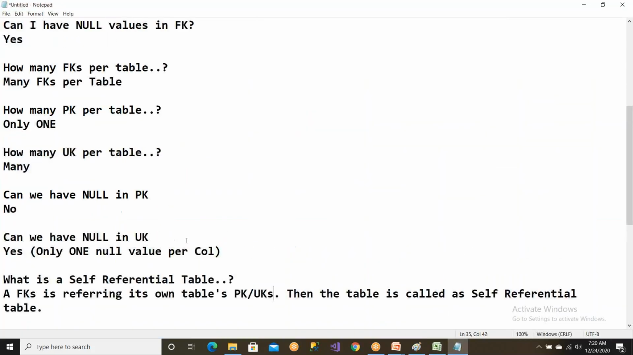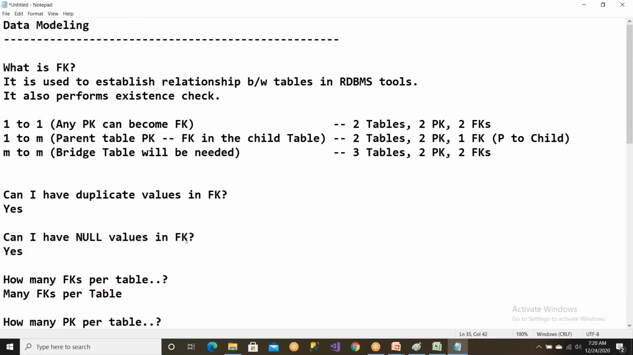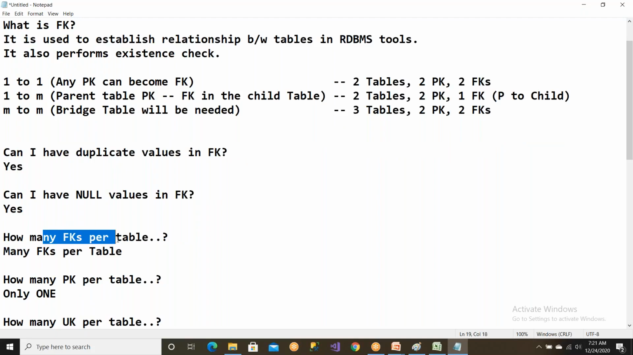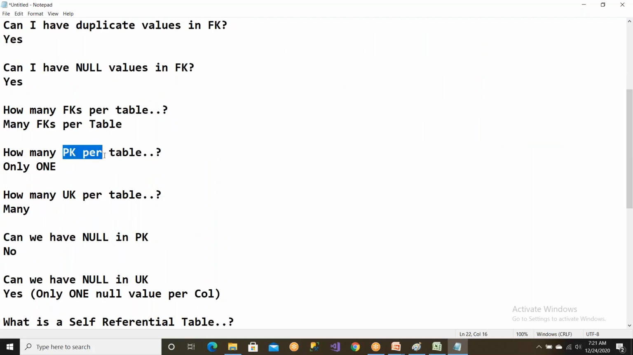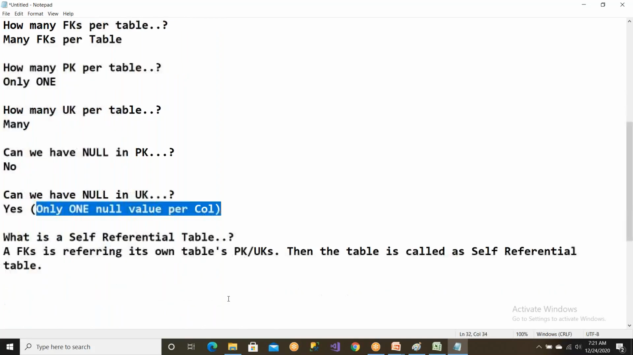So these are the important interview questions that you should know clearly. Can we have duplicate values in a foreign key? Yes. Can I have null values in a foreign key? Yes. How many foreign keys per table? You can have many foreign keys per table. And how many primary keys per table? Only one. How many unique keys per table? Many. Can we have nulls in a primary key? The answer is no. Can we have nulls in a unique key? The answer is yes. How many? Only one null value per column.